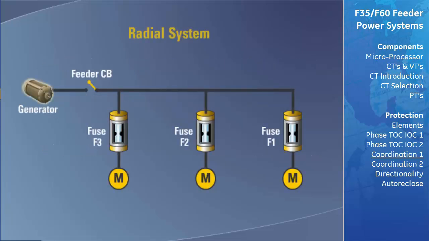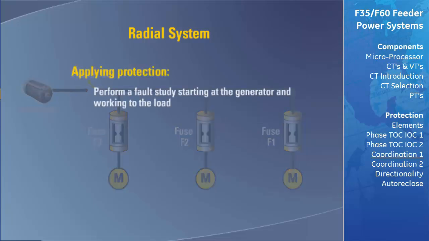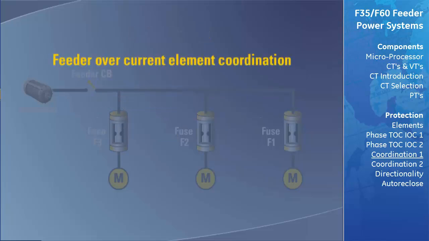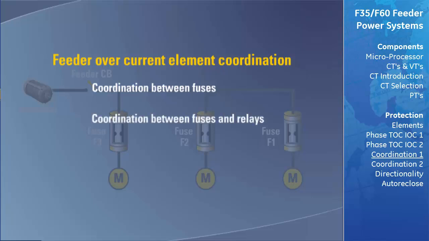Overcurrent protection within distribution feeders starts with a short circuit study from the source to the furthest endpoint of the system. Within a distribution system, overcurrent protection is commonly accomplished with fuses and relays. The coordination of the protective elements is done starting at the point furthest from the source and then moving back towards the source. When discussing feeder overcurrent element coordination, we must consider three situations: coordination between fuses, coordination between fuses and relays, and finally, coordination between relays. Let's take a look at each one.